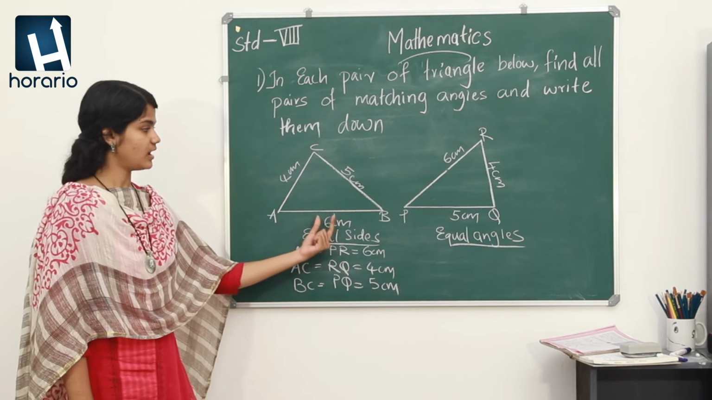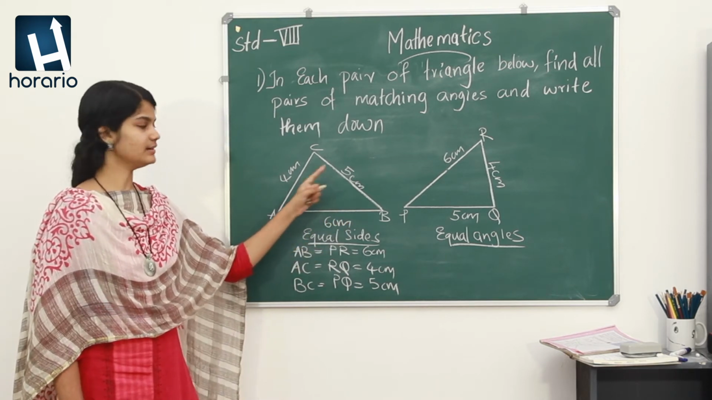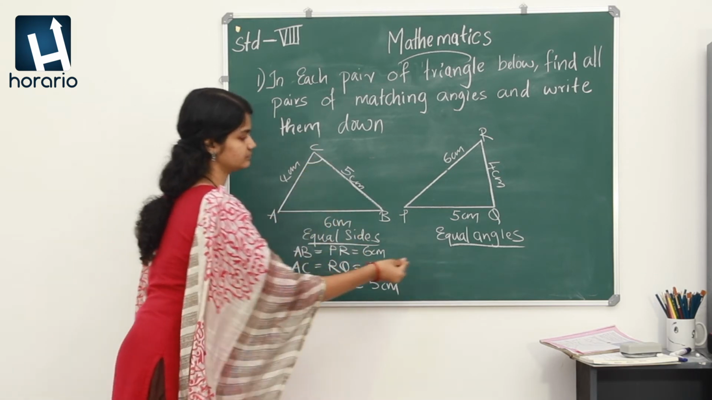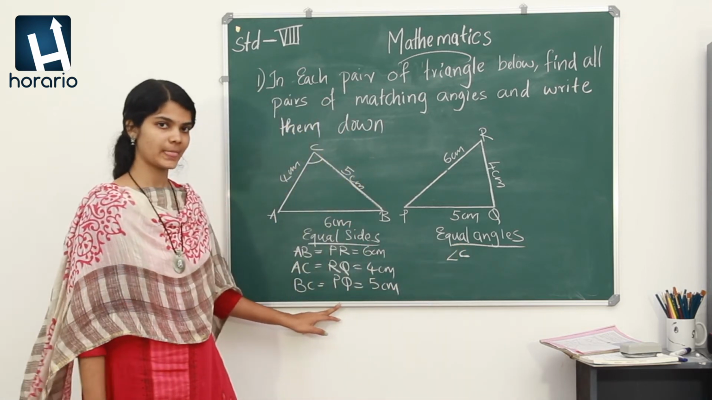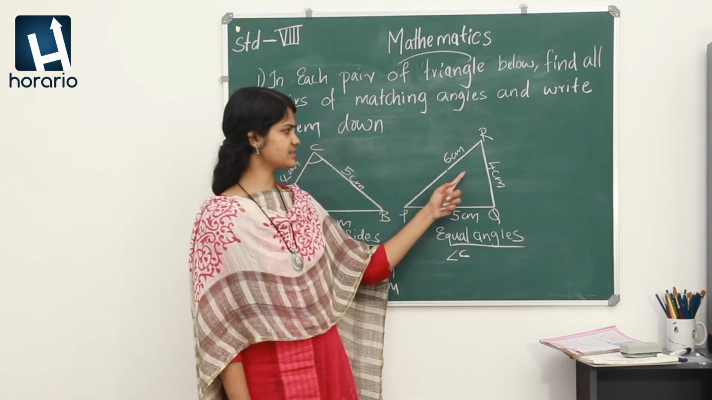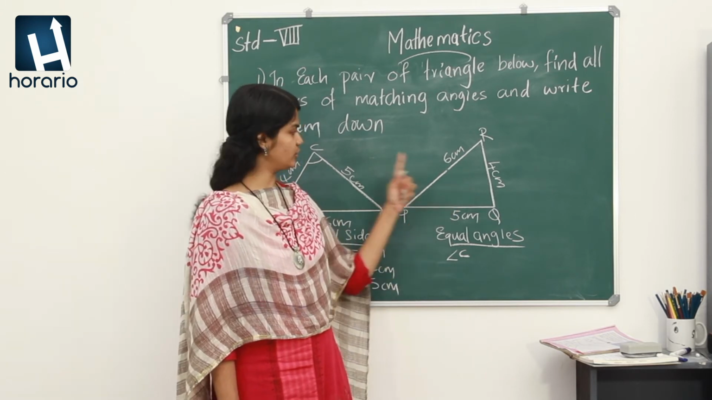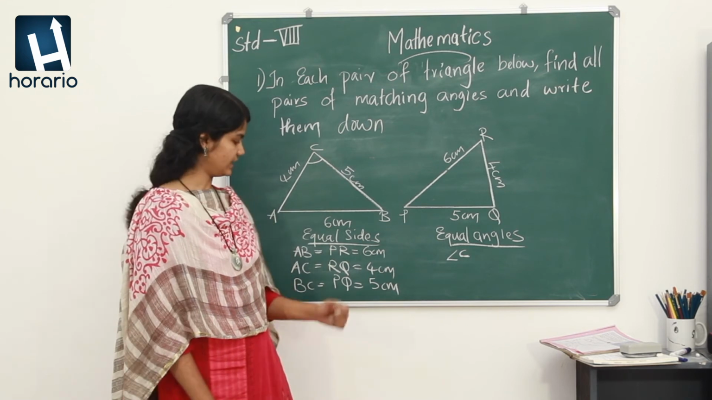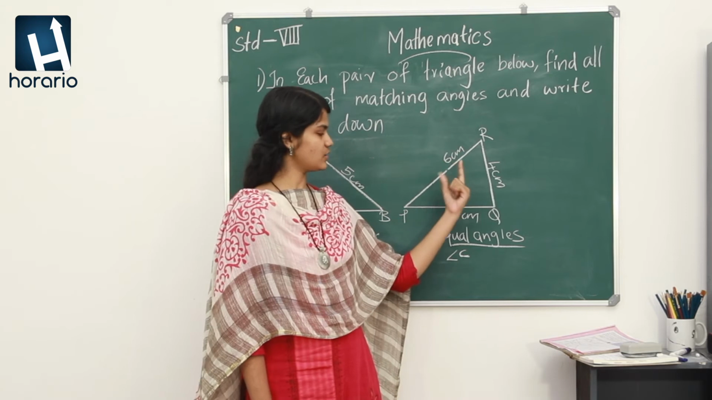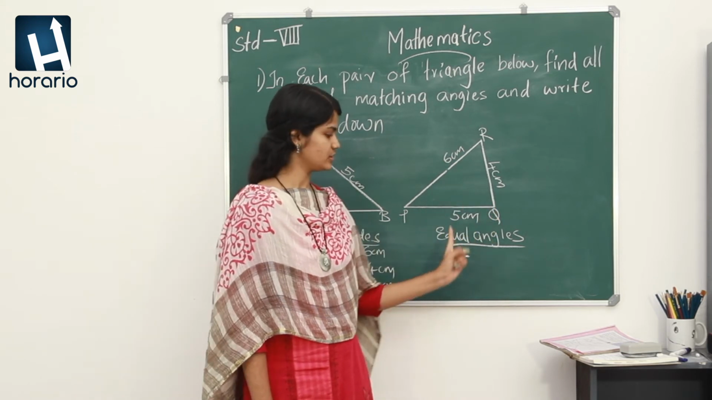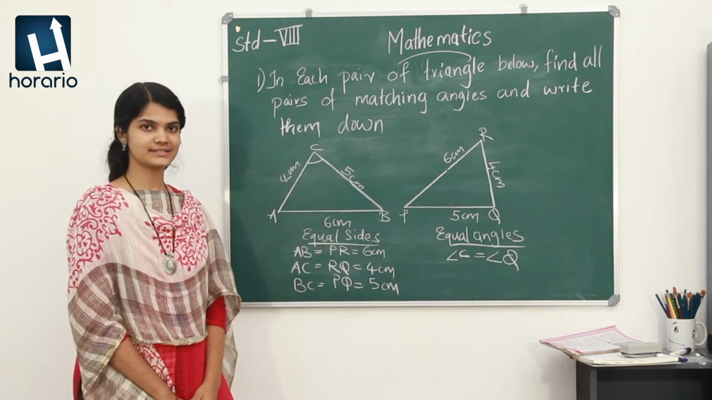We know that angle opposite to side AB is angle C. Yes, angle opposite to side AB is angle C. Then, in this triangle, what will be the angle equal to angle C? Yes, AB is equal to PR. Yes, PR's opposite angle is angle Q. So, angle C is equal to angle Q. Right?